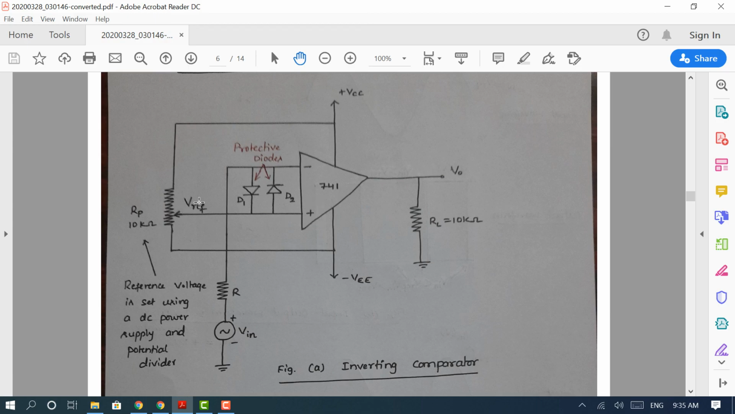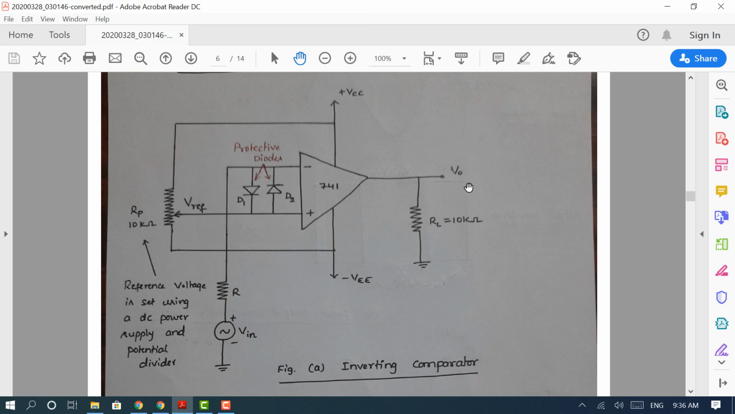In this circuit, the reference voltage is derived from the positive and negative supply voltage. We use a potentiometer here, so the reference voltage can be positive or negative. That can be adjusted using this potential divider arrangement shown here. The usage of diodes is the same as in the previous circuit. These act like protective diodes, and can be called clamping diodes, since the difference voltage here will be clamped to either plus 0.7 or minus 0.7, depending on the voltage V in and V reference.